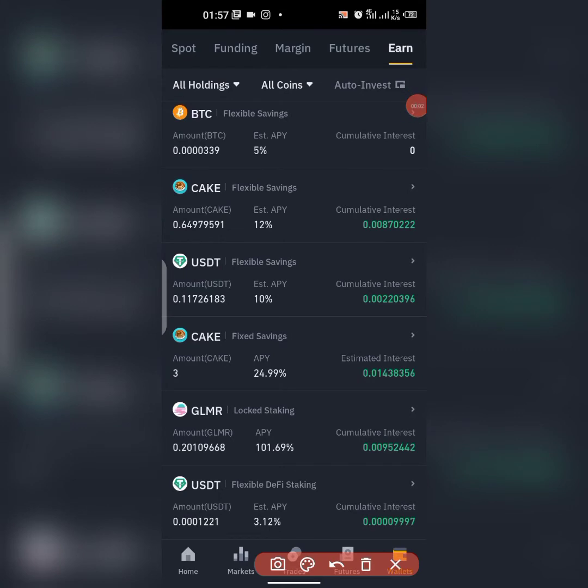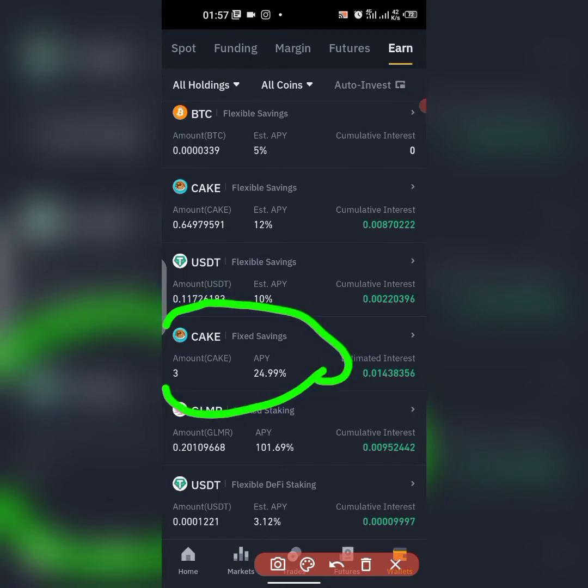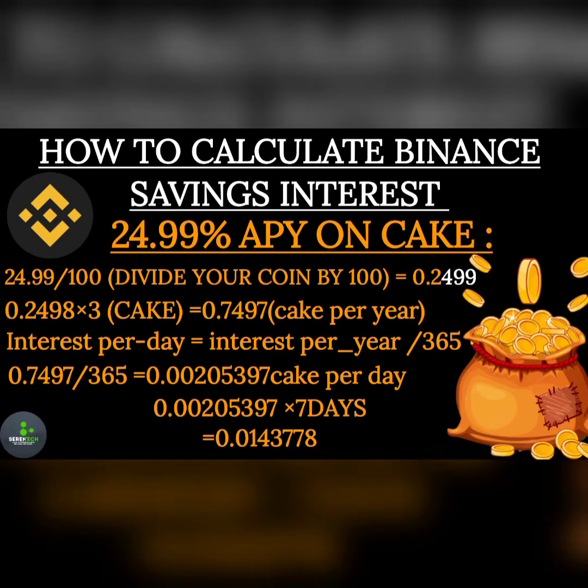So let's go ahead and calculate the profits on this CAKE. I'm having 3 CAKE and the APY given is 24.99%. So when you are given the percentage, the APY, the first thing you have to do is to divide it by 100. After dividing it by 100, you multiply it by the amount of coin you have in your wallet. And I'm using 3 as an example.